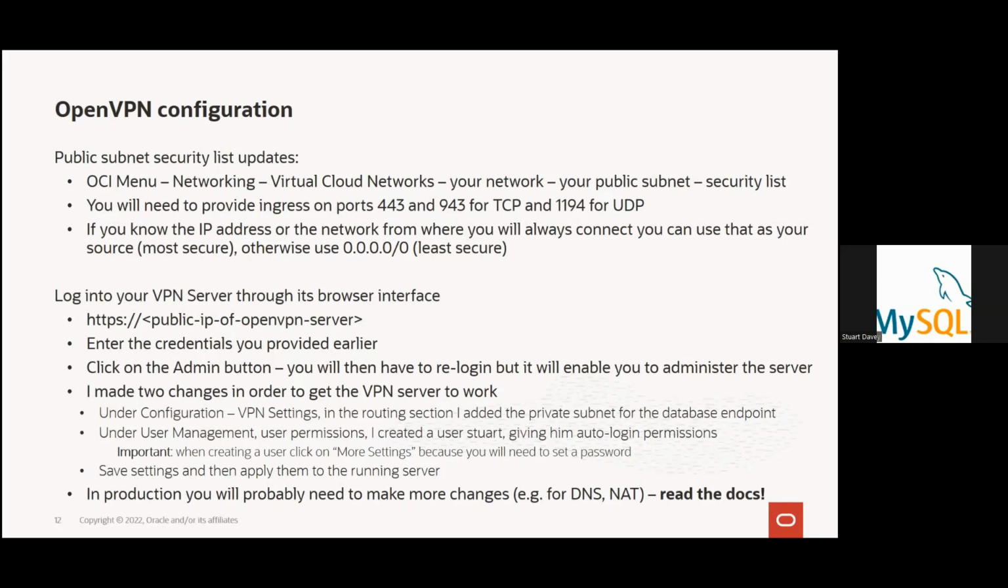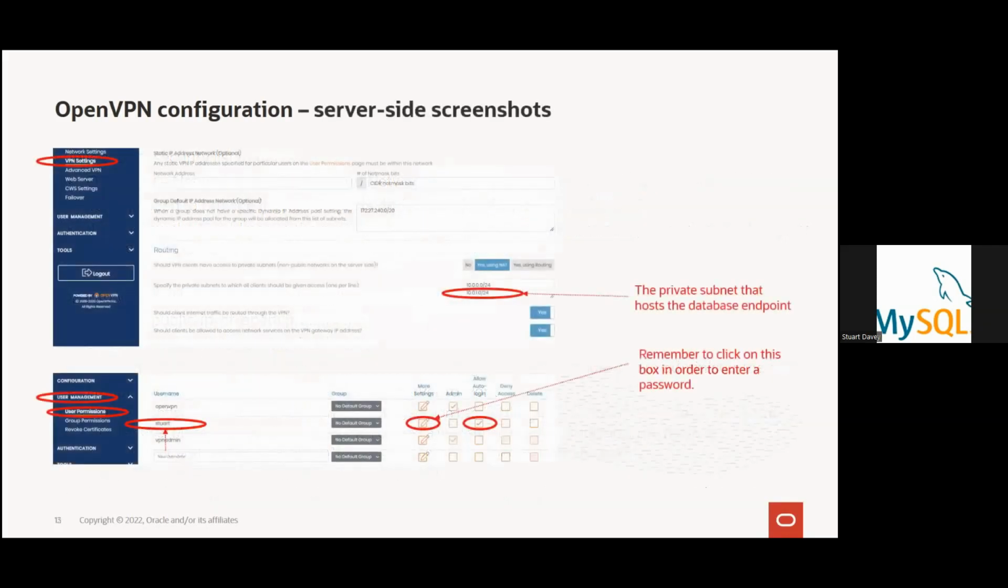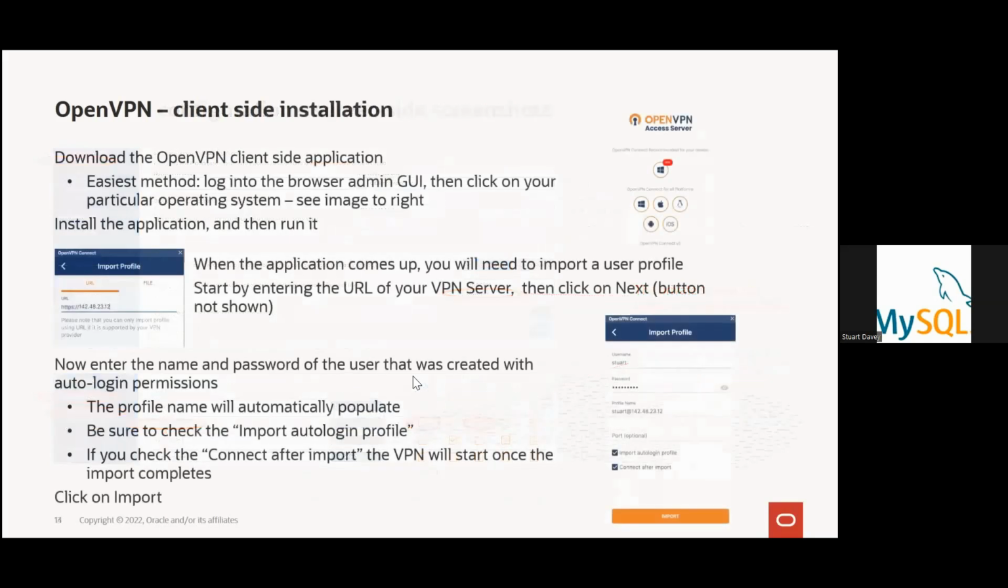Once we've got that up, we can actually start administering it. How you administer a VPN server is to go to its browser interface. So it's just the IP address of the compute instance you stuck it on. All I had to do was make 2 changes. I'll quickly go to those 2 changes. I put them here on a screenshot to make it simple for you to understand.